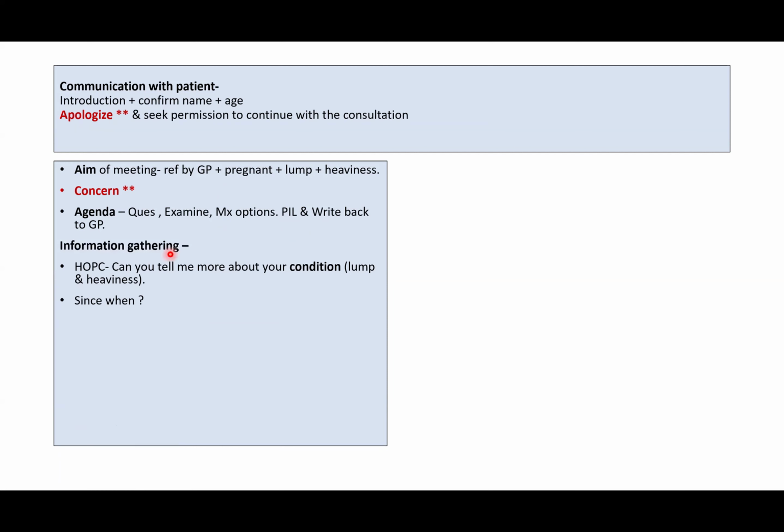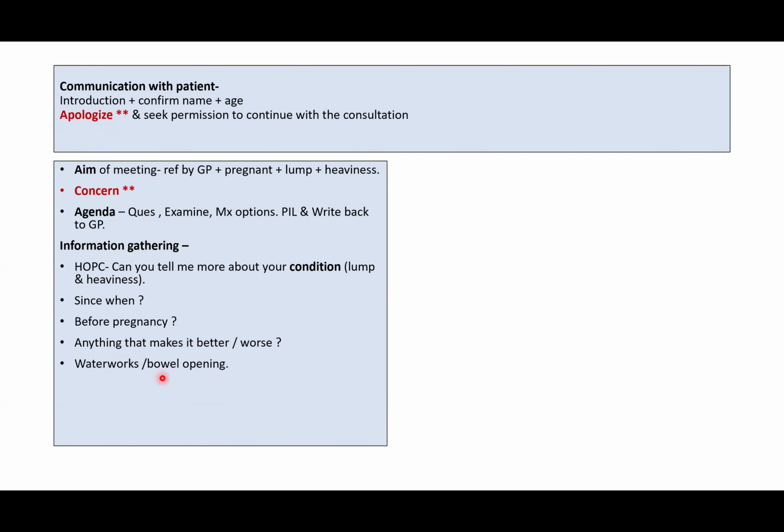Then comes your information gathering part. So it's going to be the open question. So you can ask about the condition. Can you tell me more about your condition, about the lump and heaviness? So since when did you notice? Was it there before the pregnancy? Anything that makes it better? How about anything that makes it worse?